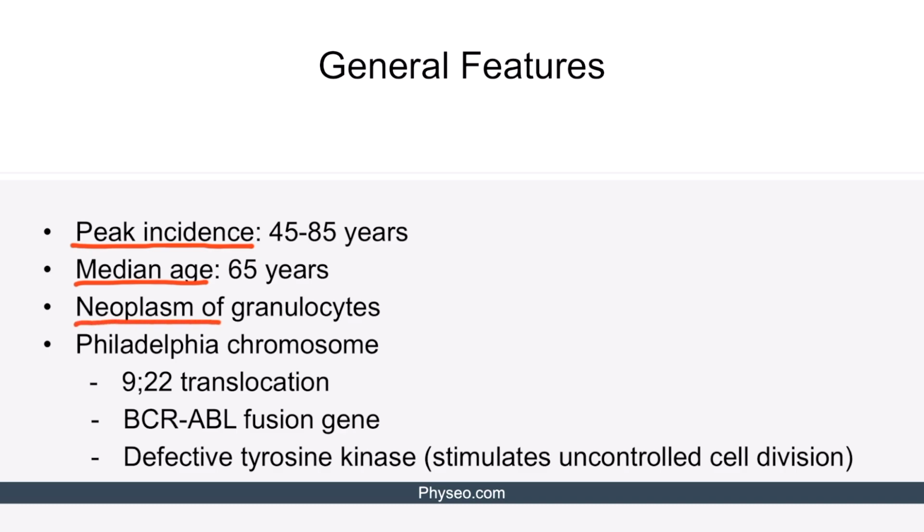CML is a neoplasm of granulocytes, mostly that of neutrophils and its precursors. A hallmark chromosomal abnormality associated with CML is the Philadelphia chromosome. This is created by a 9;22 translocation, which creates the BCR-ABL fusion gene, resulting in defective tyrosine kinase. Tyrosine kinase becomes overactive and stimulates uncontrolled cell division.